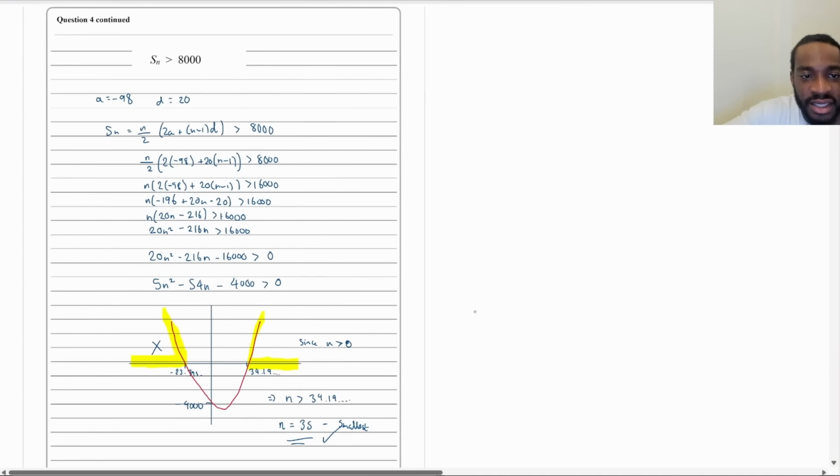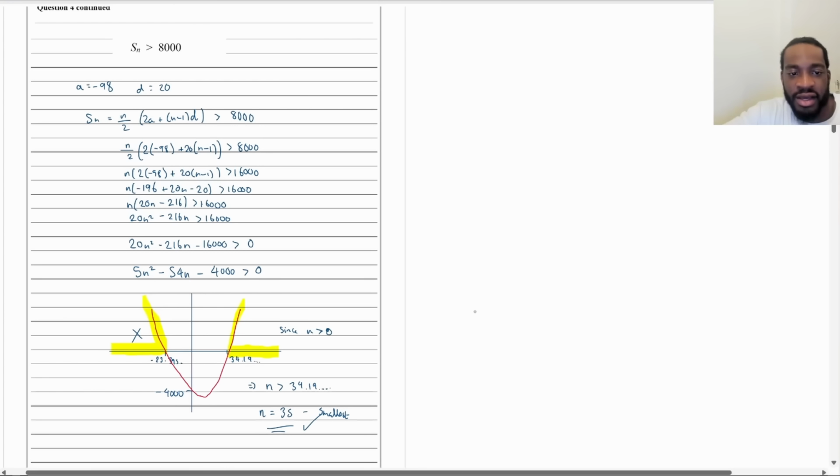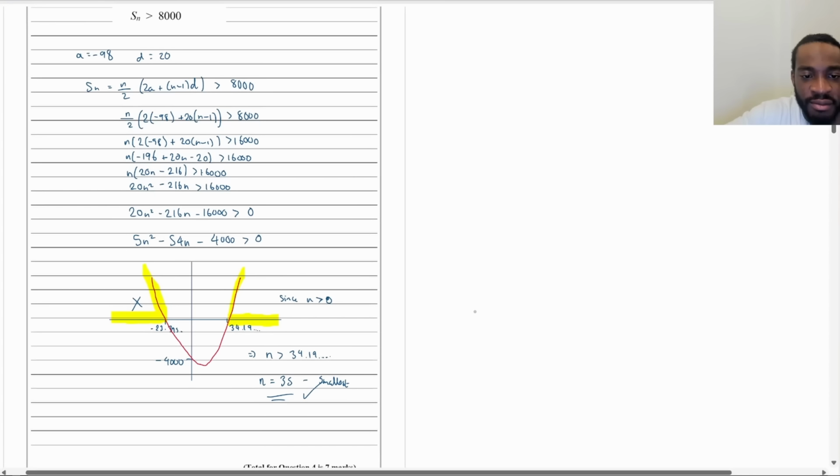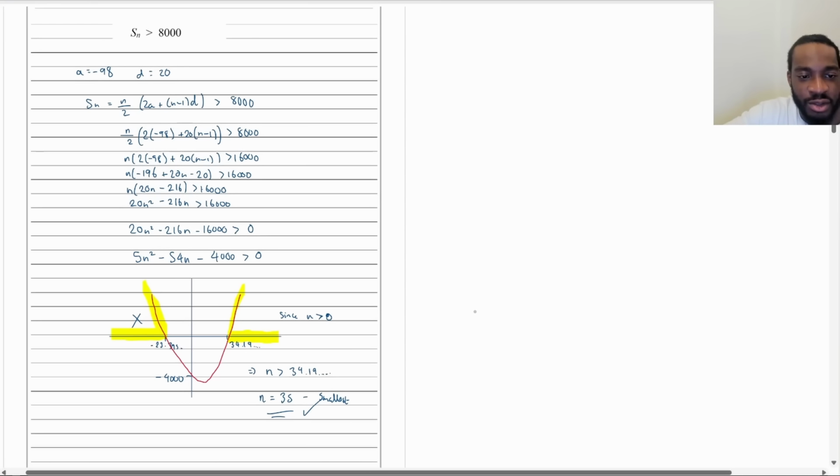Yeah, that's it. I'm sure with the graph and everything, that should be fine in terms of me using a quadratic solver to solve that, because those numbers aren't quite nice. So yeah, that's it. Done.